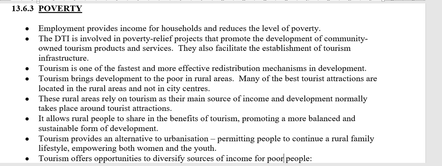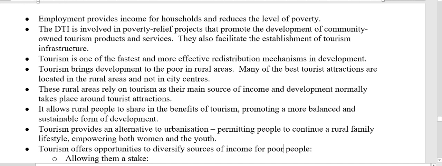The DTI, if you don't know, you must write it down. The DTI stands for the Department of Trade and Industry. The Department of Trade and Industry is involved in many poverty relief projects that promote the development of community-owned tourism. So the focus is not only on the fancy hotels and the fancy resorts. It's part of their strategy to make sure that marginalized people also have access to the opportunities that are offered by the tourist industry.